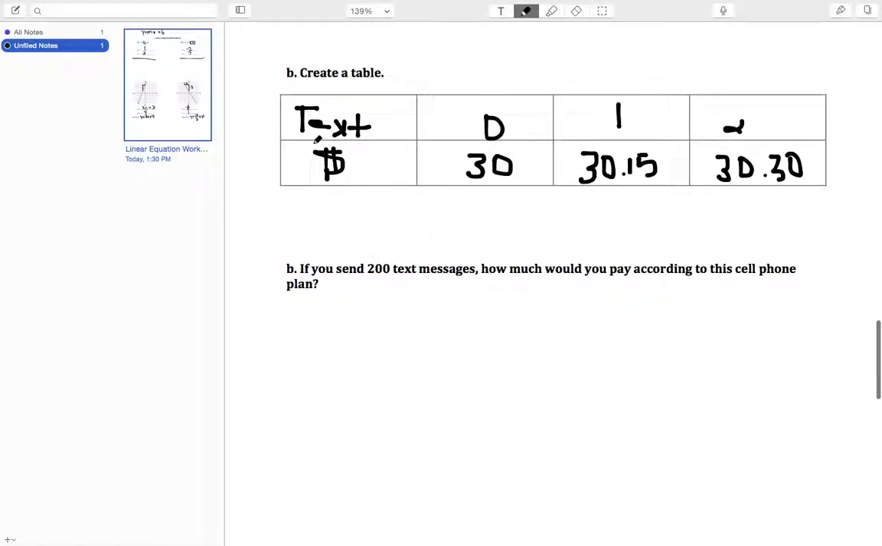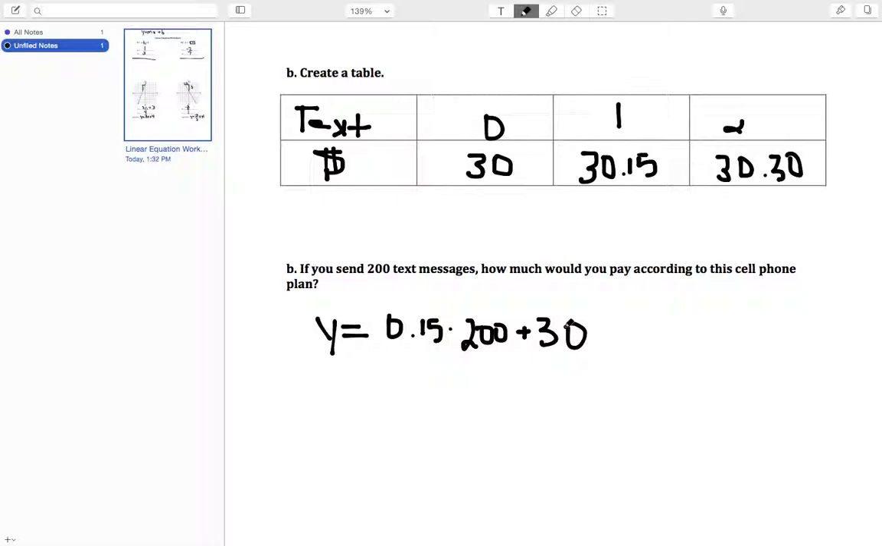So if we go back up here, X equals text messages, Y equals money. So I know that my 200 has to go in for my X. So my equation is going to be Y equals 0.15 times 200 plus 30. In this case, all you have to do is perform the math in order to solve for it.